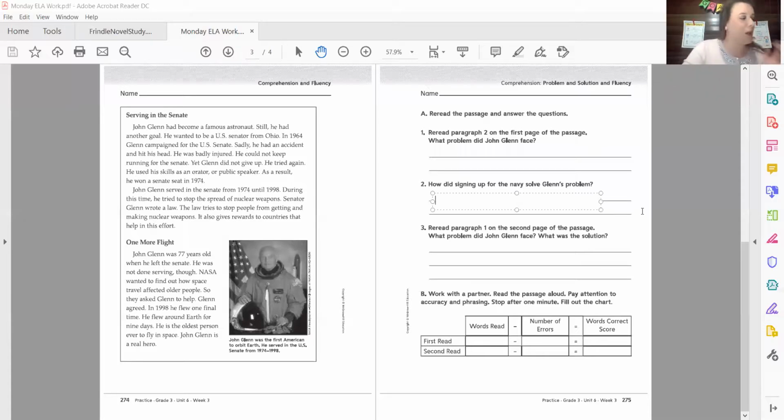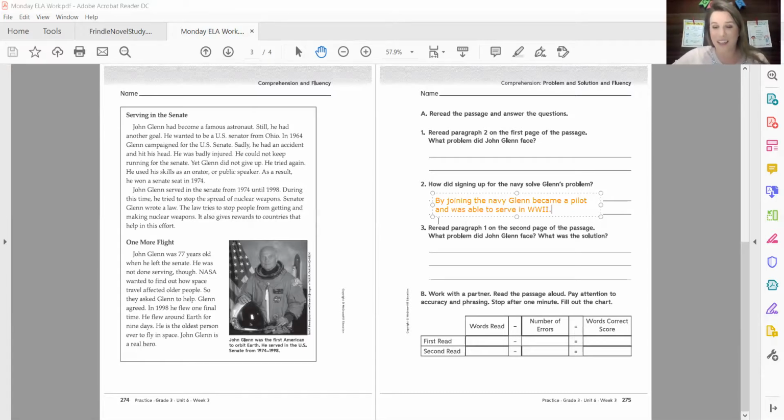I'm going to type it. So, by joining the Navy, Glenn became a pilot and was able to serve in World War II. There you go. So that is the solution. Instead of being in the Army, he joined the Navy, and the Navy took him and showed him how to be a pilot.